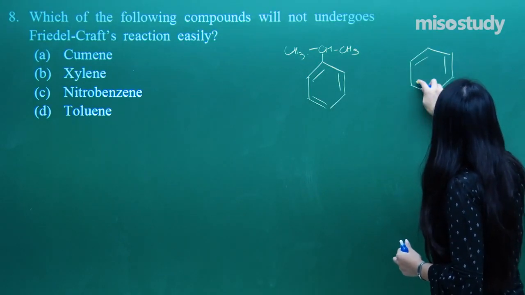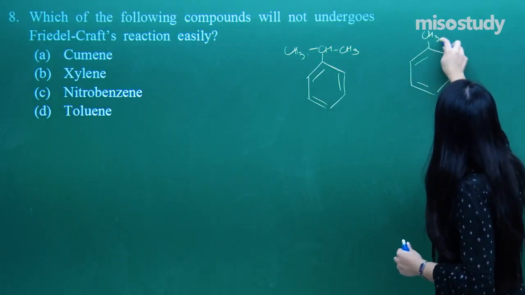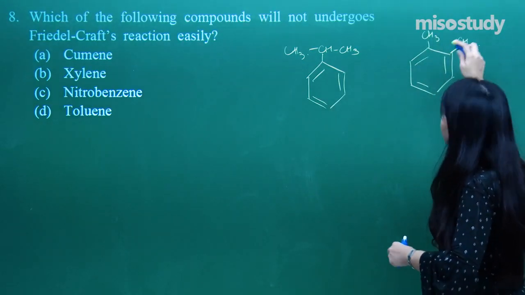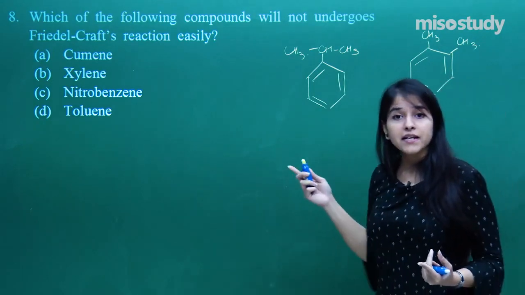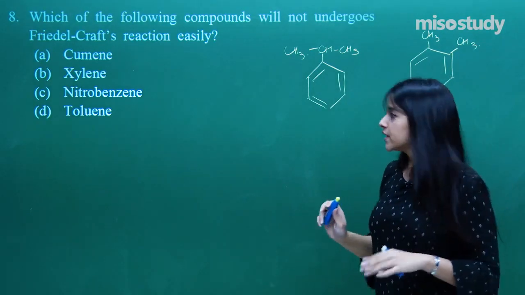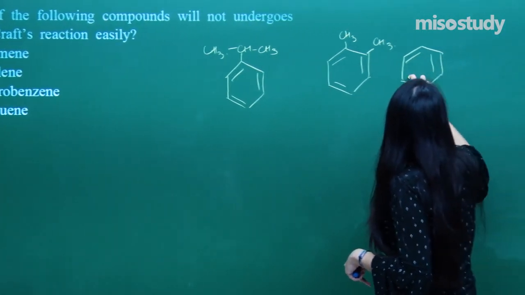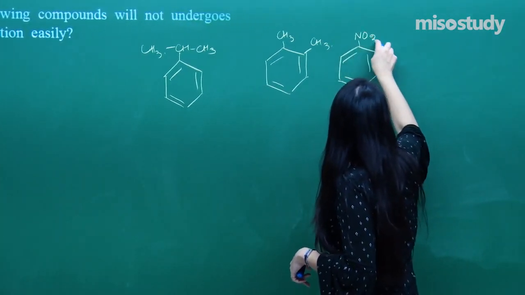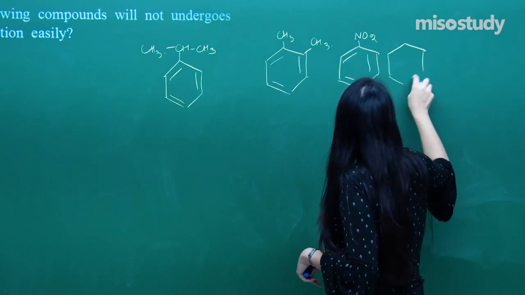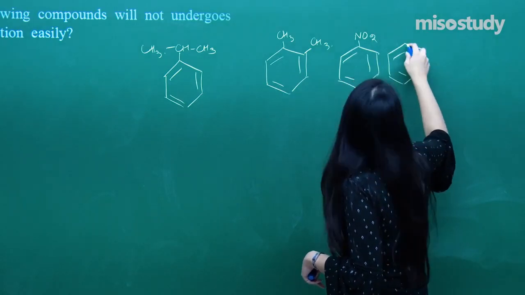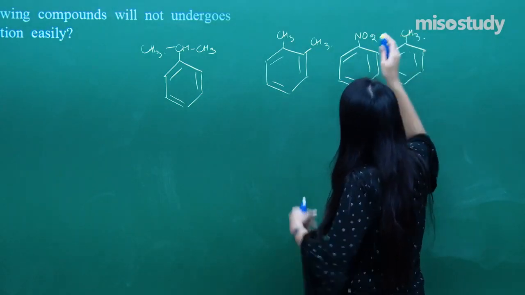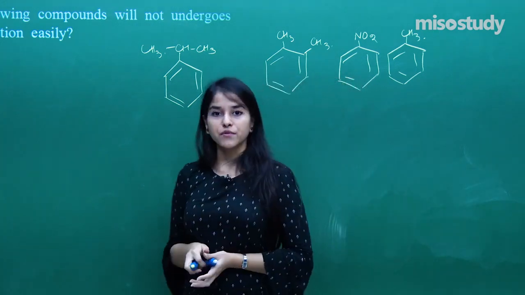Again, what do we have? We have xylene. Xylene could have 2 methyls. It may be ortho, para or meta xylene. Any one of them, I am drawing it. Again, what do we have? A nitrobenzene. And lastly, I have got toluene. So that is what compounds we are given with.